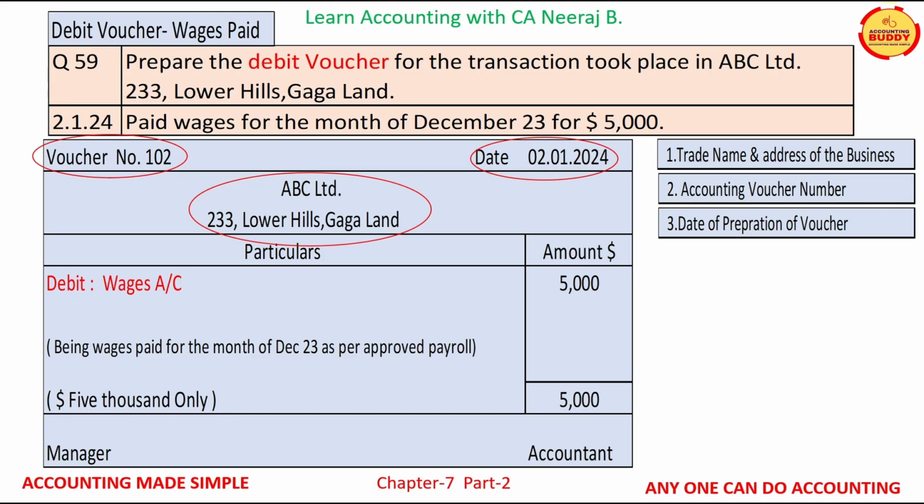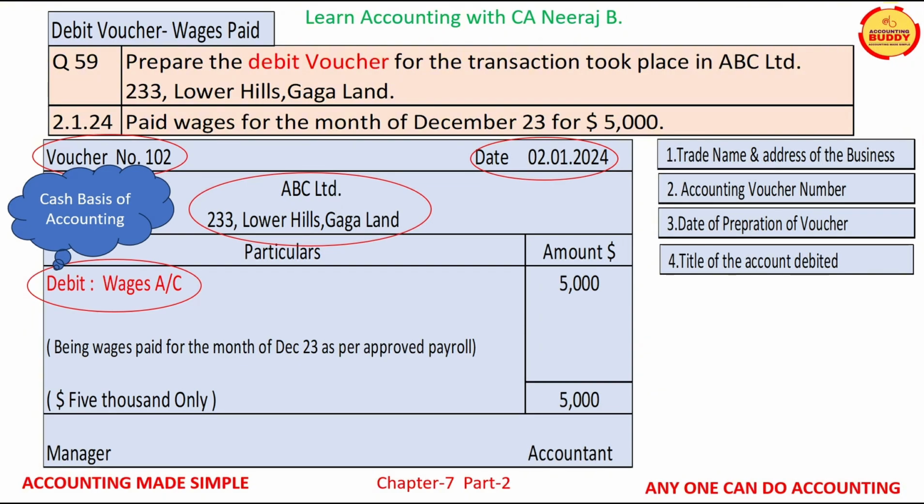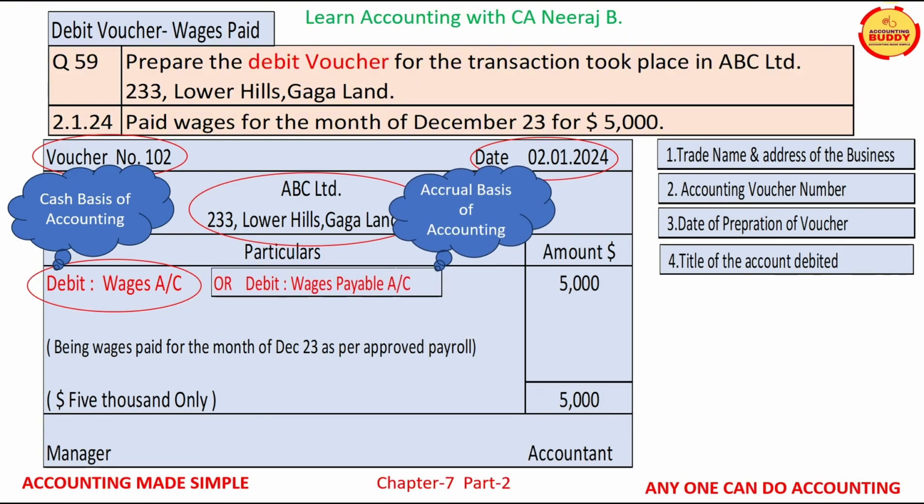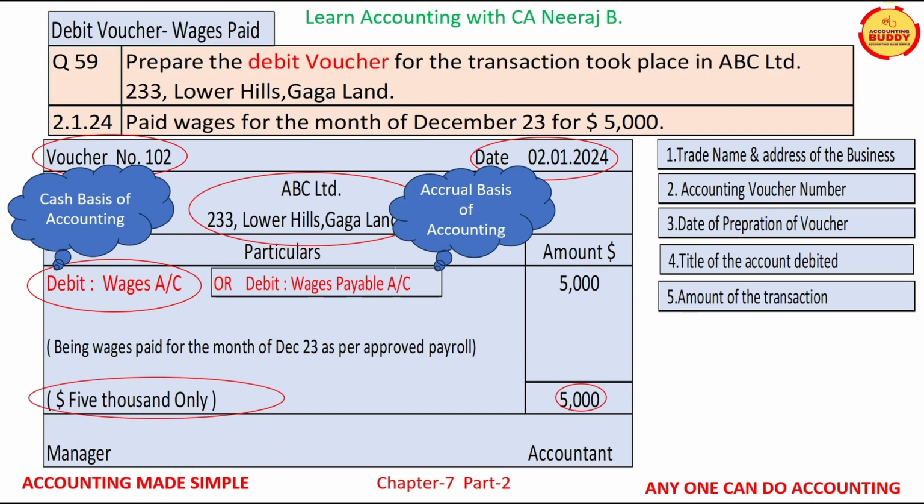Under cash basis of accounting, the title of the account for this voucher is wages account, and wages being the business expense are debited. However, under accrual basis of accounting, it is assumed that wages as expenses are debited in the month of December 23 and wages outstanding account as liability is also created. Therefore, when wages for December 23 are actually paid on 2nd of January 24, the wages outstanding account will be debited. The value of the transaction, $5,000, is written both in figures and words.